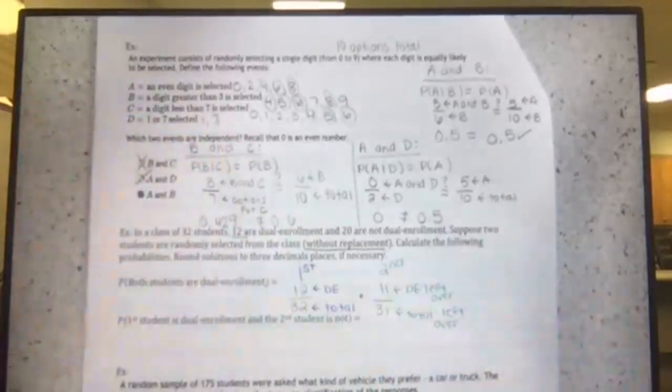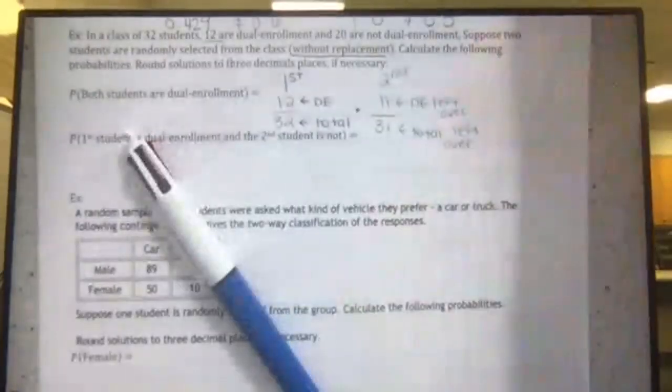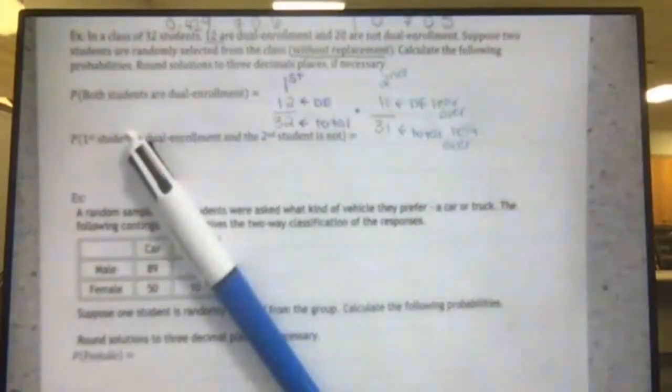So that "without replacement" is important because that means they went out of the classroom and they didn't come back in, so they weren't an option. So that's what changed our numbers for the next one.